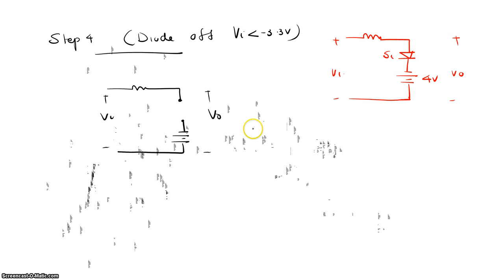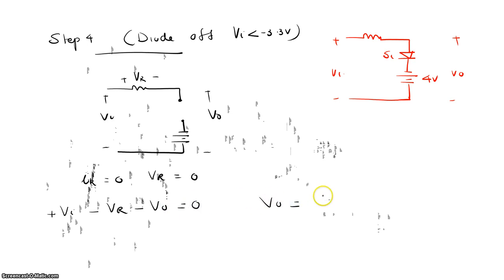So you know that the diode is an open circuit. What is the current? I diode or IR will be equal to 0. So what is the voltage across the resistor R? Obviously VR should be equal to 0. So minus to plus, Vi minus VR minus V out should be equal to 0. So what is your V out? V output should be equal to Vi. The same Vi will come as the V output for the voltage Vi less than minus 3.3 volt.